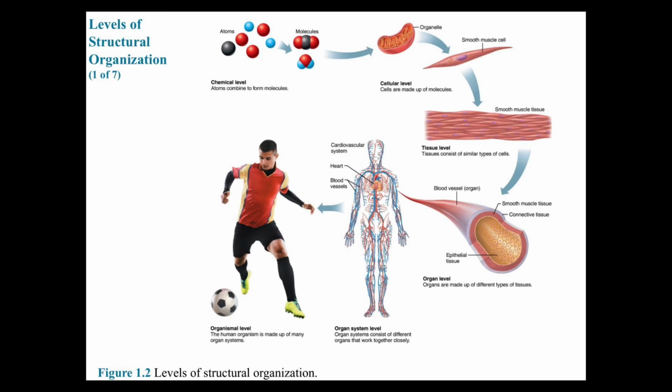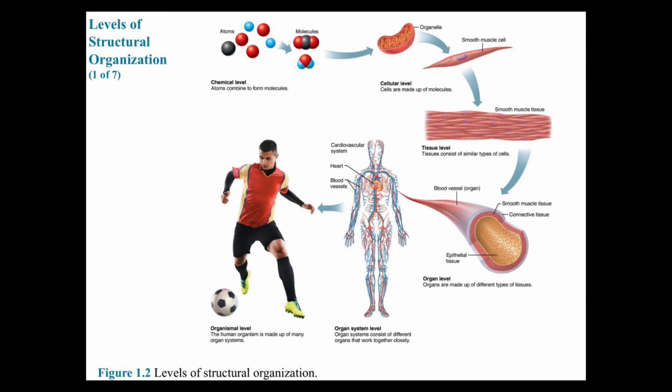And these macromolecules will form organelles. So here we see a mitochondrion. We're going to talk about this organelle in a few classes as well, and its job as the powerhouse of the cell. So organelles are the components of a cell. In this example, we see a smooth muscle cell, and similar cells will combine to form a tissue. For example, smooth muscle tissue is found within the walls of a blood vessel.